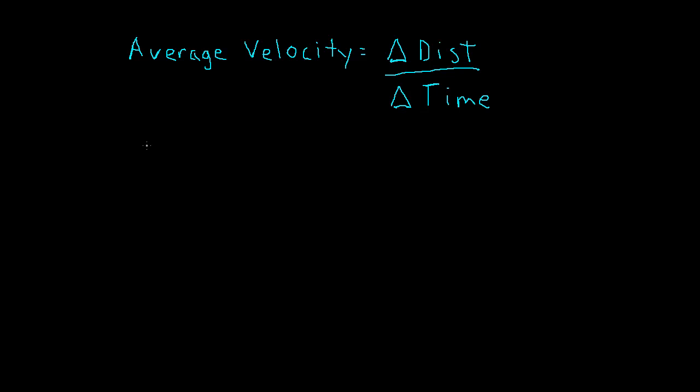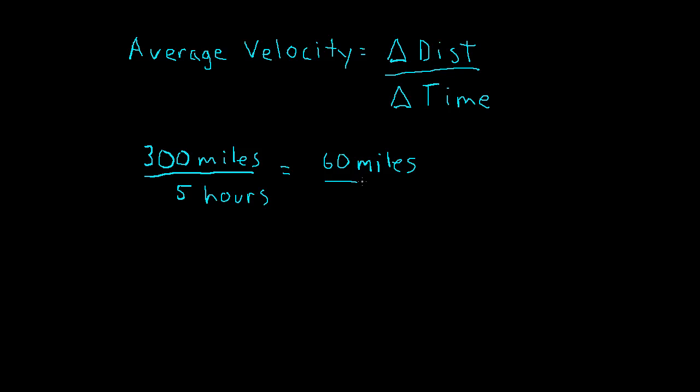Real quickly, if you traveled 300 miles and it took you 5 hours to do that, the net change in your distance is 300, and the net change in your time is 5 hours. Well, 300 divided by 5 is 60 miles per hour. Everybody recognizes this as a rate. If you're driving in a car, you might even say that that's your speed. 60 miles per hour would be your average velocity, or your average rate of change.